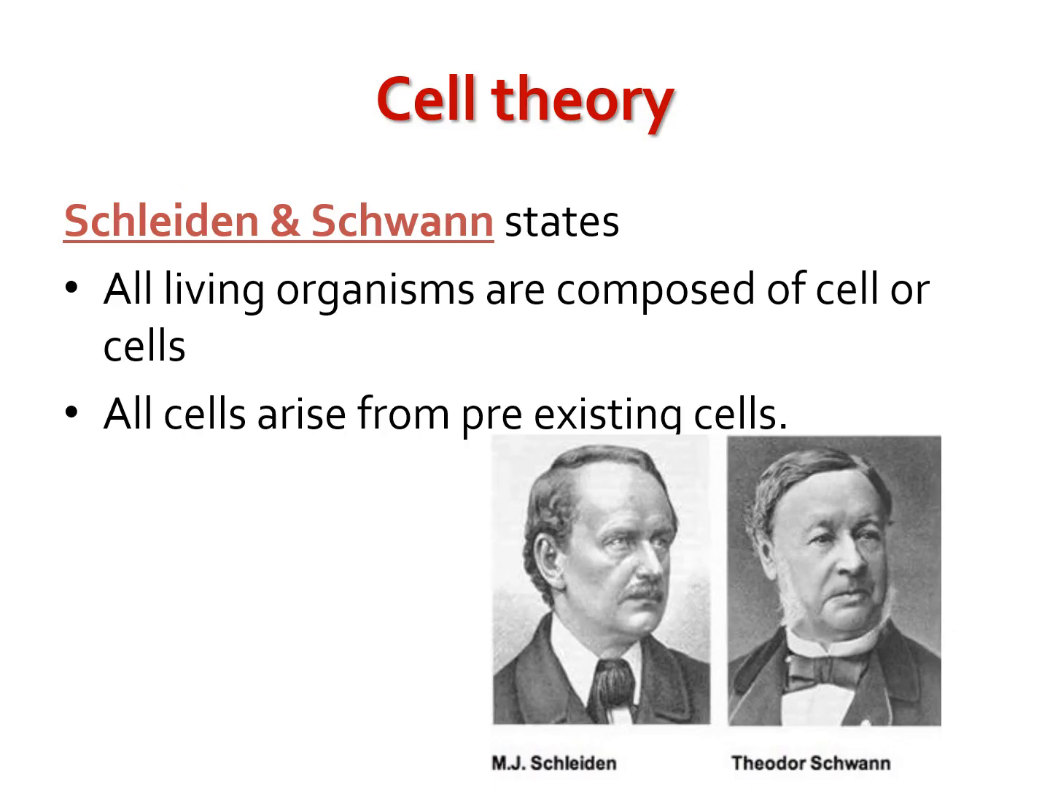These two scientists, Schleiden and Schwann, proposed a theory called cell theory, which states that all living organisms are composed of a cell or cells, and all cells arise from pre-existing cells. So this is cell theory, which was proposed by Schleiden and Schwann.